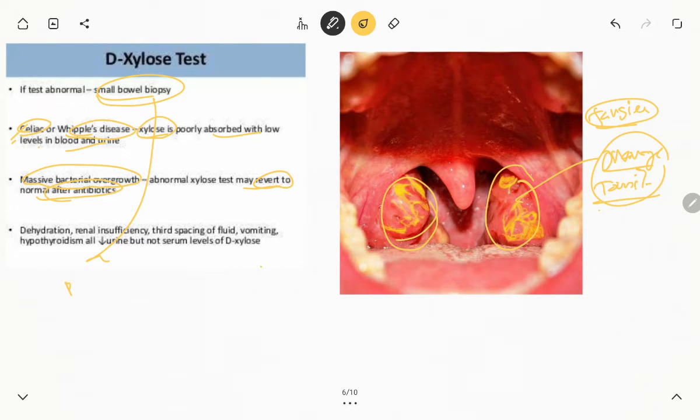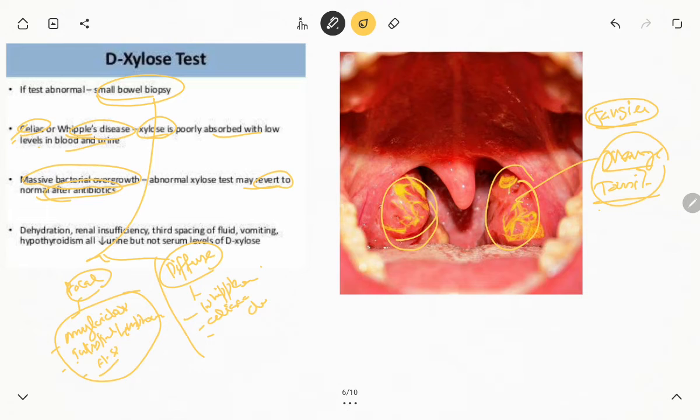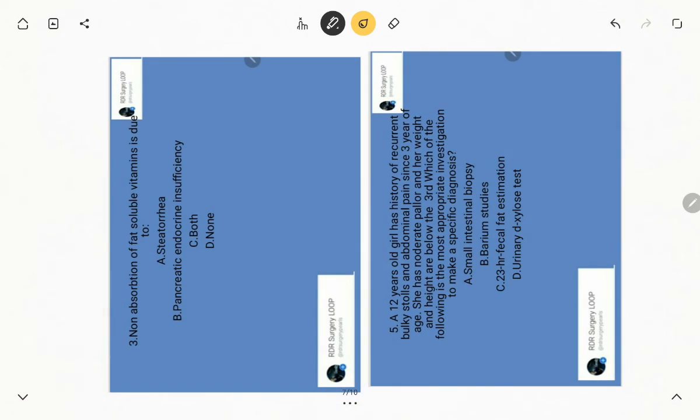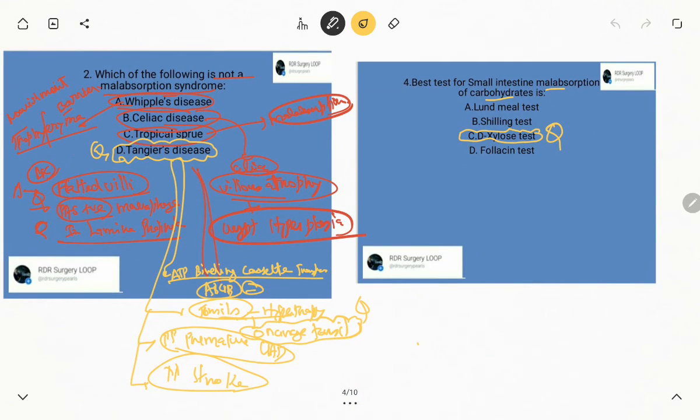Again, small bowel biopsy: we have already discussed focal biopsy and diffuse biopsy. Diffuse biopsy you do in cases of Whipple's and celiac disease, and focal biopsy you do in cases of amyloidosis, intestinal lymphomas, and Hodgkin's disease. So these are the important points and the already asked MCQs in this topic.